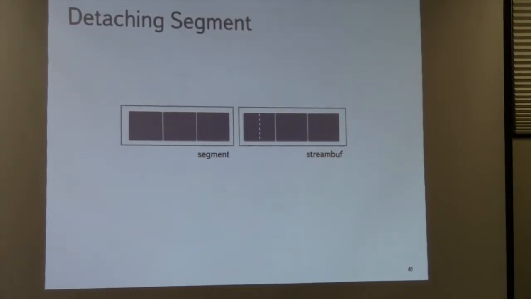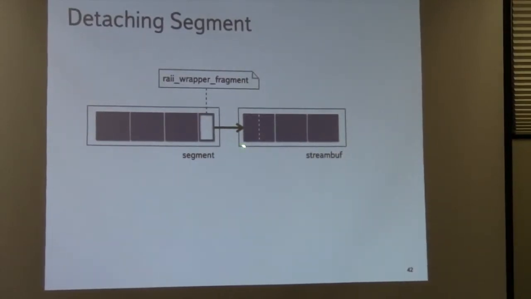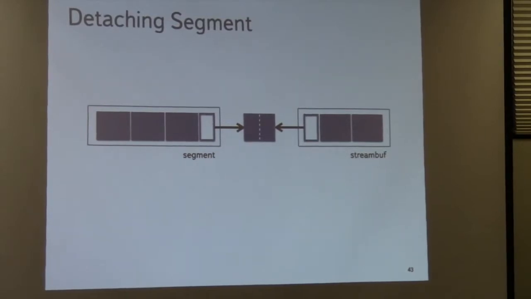We detach the first three fragments from the stream buffer, and next we create the array wrapper fragment instance, which refers to the first part of this fragment. Next step is to create the same reference in the stream buffer. Now we share this fragment, and it's alive as long as these two references exist.